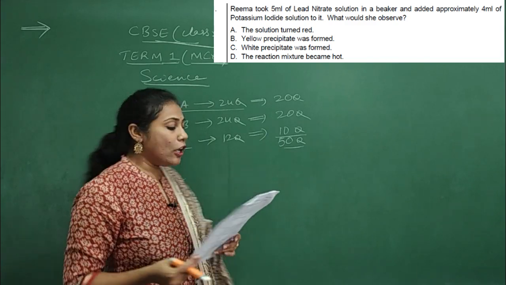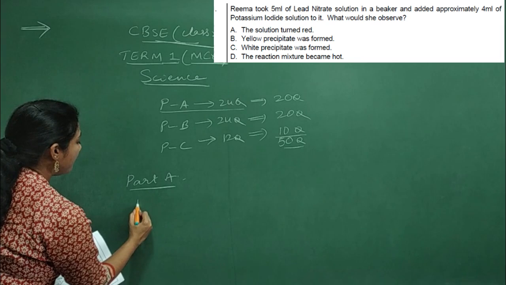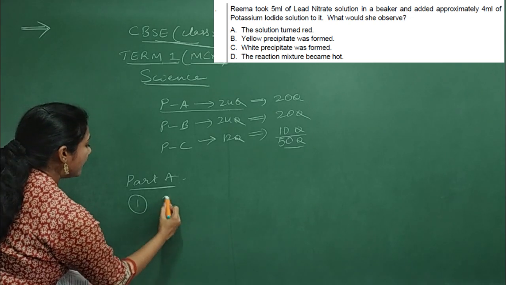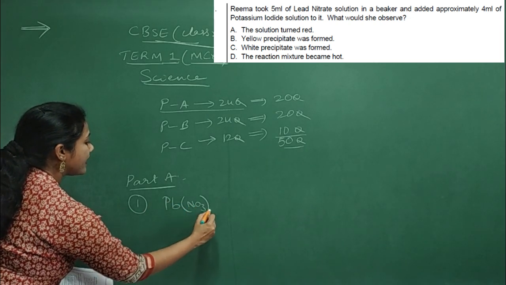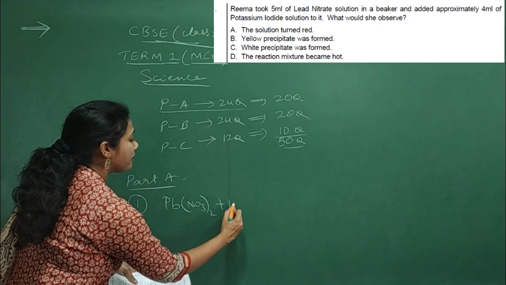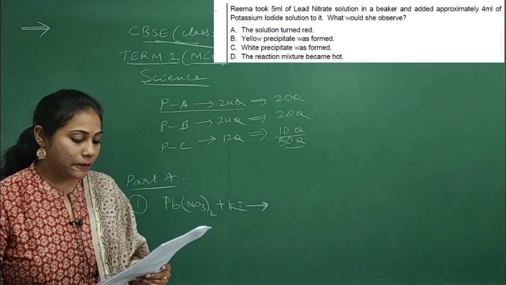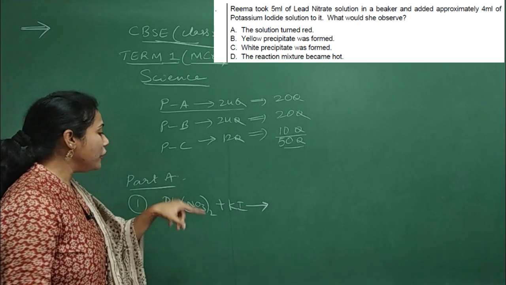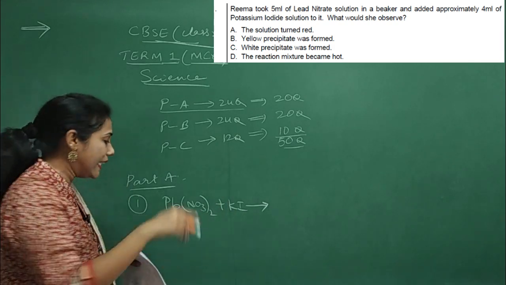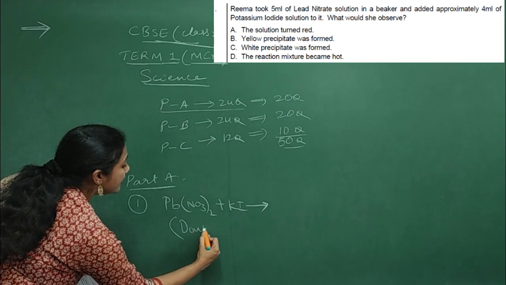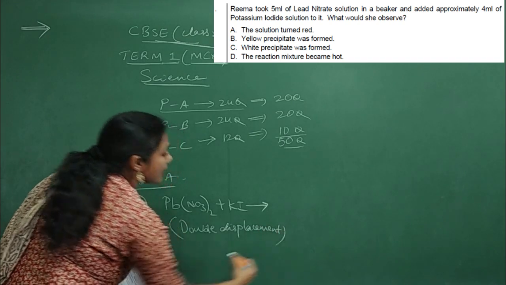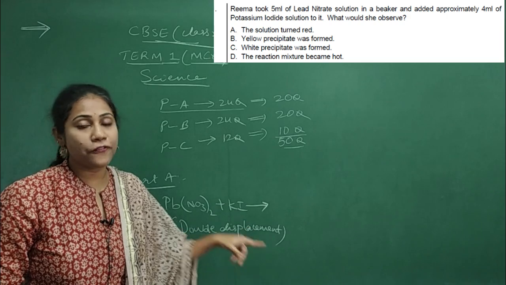Rima took 5 ml of lead nitrate. Okay, so here the lead nitrate is there, and she added 4 ml of potassium iodide to this. What would she observe? Can you all tell me what the reaction is that takes place between lead nitrate and potassium iodide? It is an example of a double displacement reaction, isn't it? Or we can also call it a precipitation reaction, because a precipitate is formed in this case.